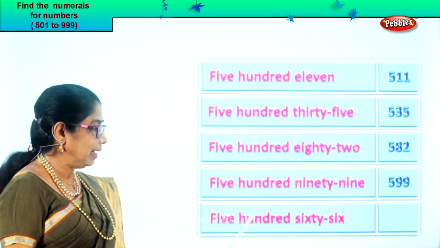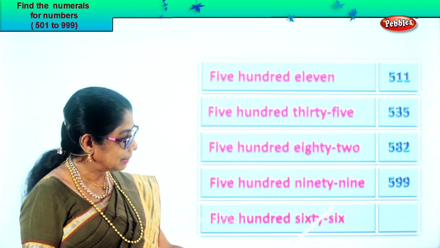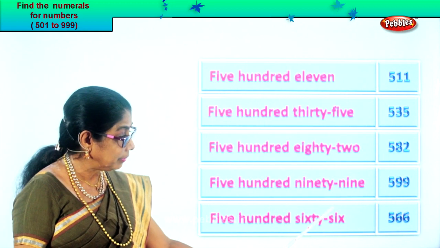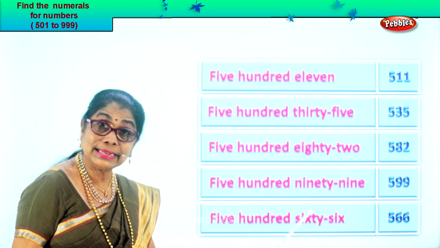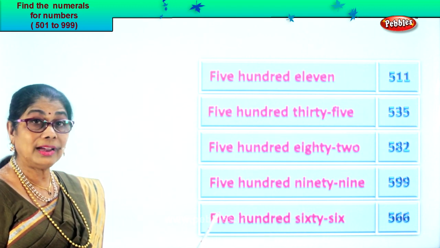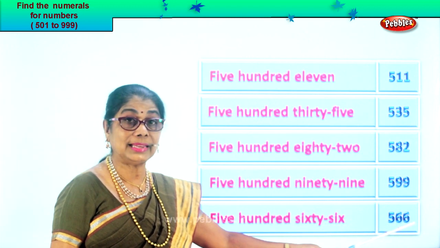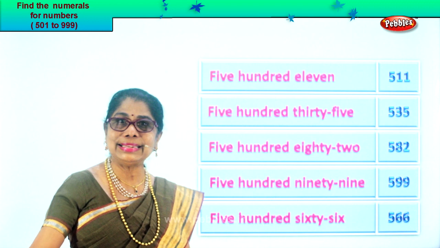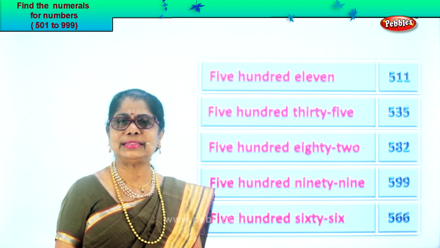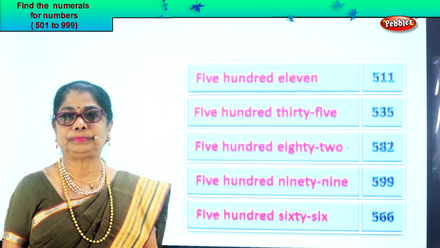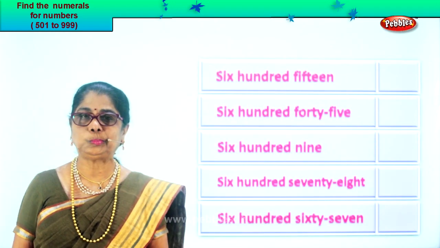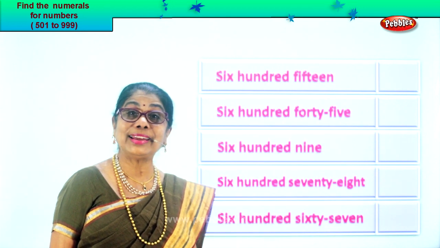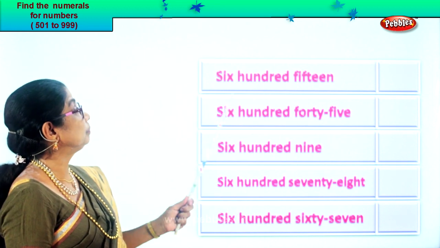566. There is 6 in the ones place, 6 in the tens place, and 5 in the 100 place. 566. Isn't it interesting? Did you enjoy the exercise? Good. Let's take another. See what you have here. You are learning to put the correct numeral after reading the number's name.